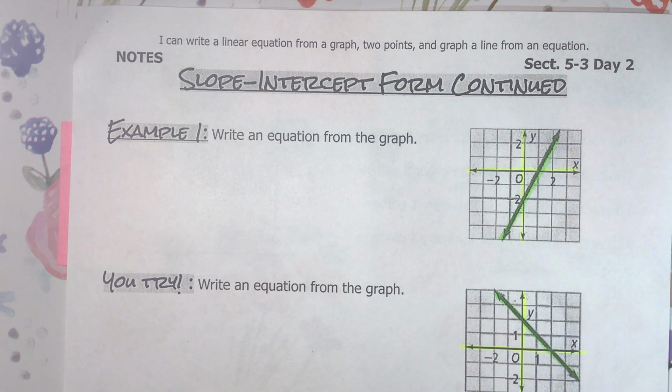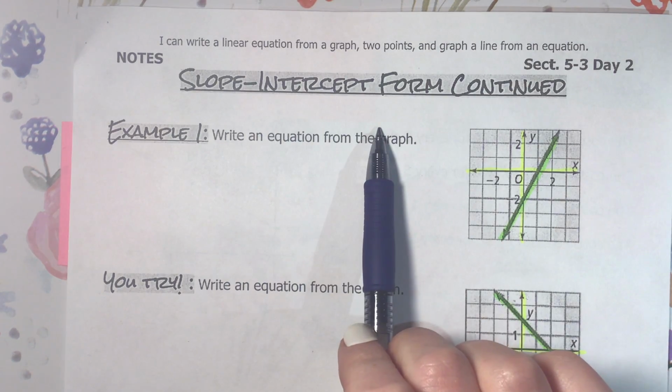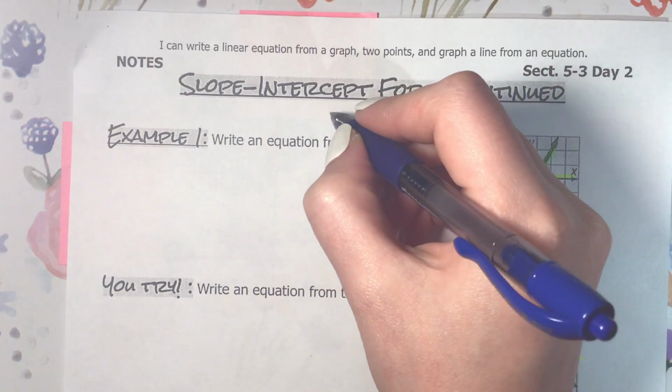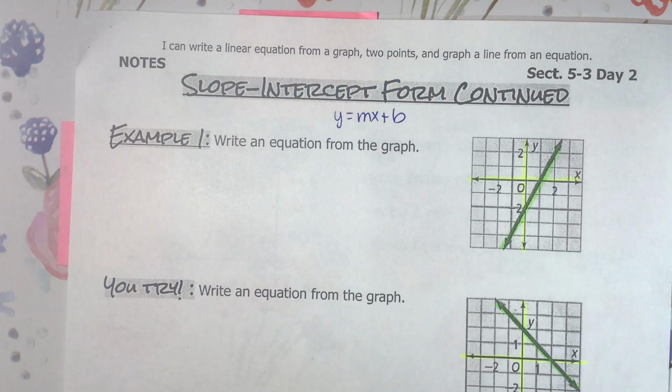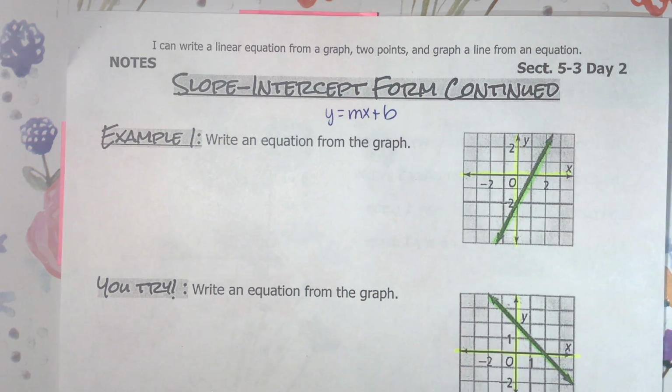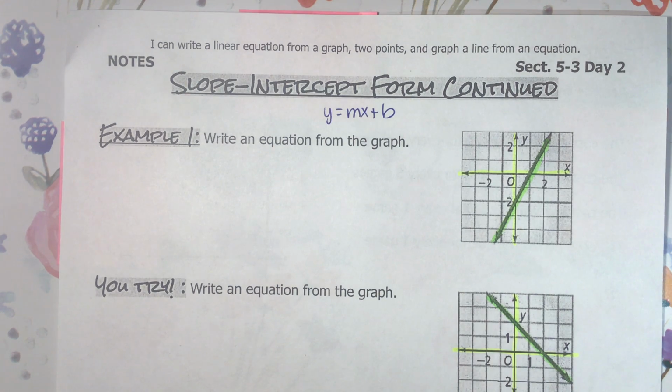We are continuing in chapter 5, and this is the second day that we're going to be talking about slope-intercept form. So remember, slope-intercept form is y equals mx plus b. And today what I'd like for you to be able to do is to write equations in slope-intercept form based off of points, graphs, and to be able to graph a line from the equation as well. So first we are going to look at a graph and then pull the information out of the graph that we need in order to write the equation.